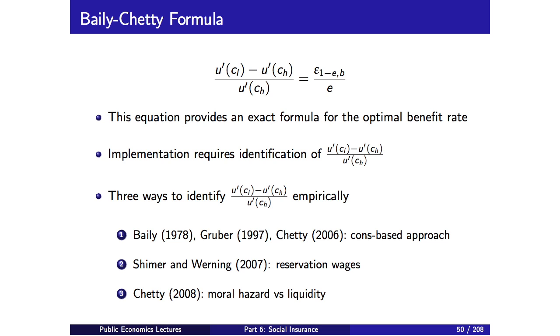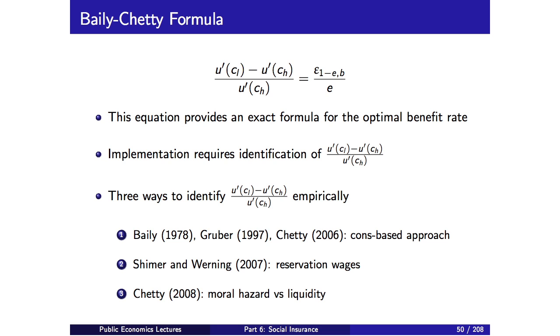Okay, so this is the formula that you can see as a starting point for various strands of this literature, a way to organize the literature. So the way I think about it is this is an exact formula for the optimal benefit rate in a fairly wide class of models. But it's not an empirically implementable formula because while I know how to measure what's on the right-hand side, you can see how you might measure the elasticity of the unemployment rate with respect to the benefit level. Those are all empirically measurable concepts. The left-hand side, it's not obvious how you measure it, right? How do you get marginal utilities?